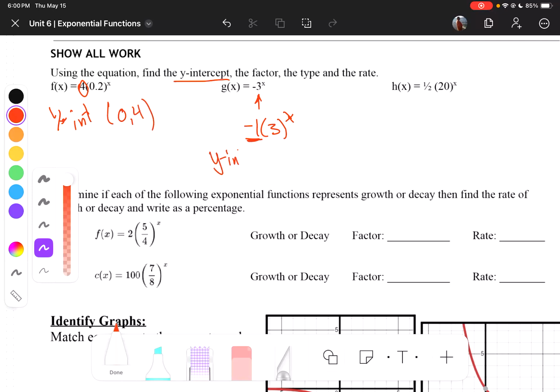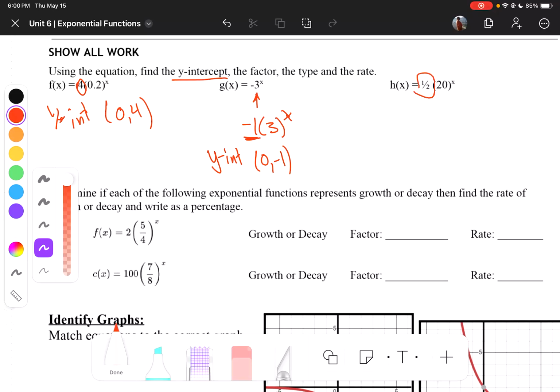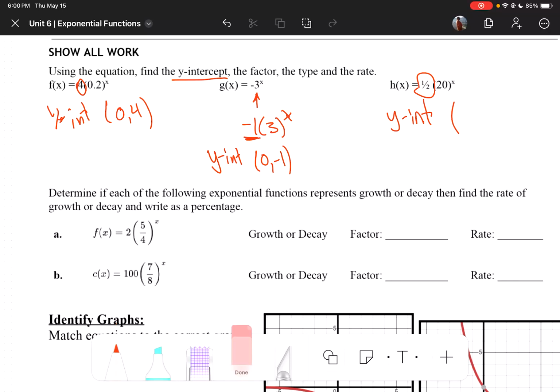Y-intercept here is 0, negative 1. And of course our y-intercept here is not negative, it's just 1/2. So we have, oops, it is 0, 1/2, because it is a y-intercept.